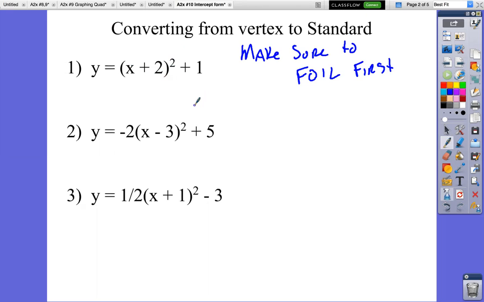By the way, does anybody know the shortcut to doing this out instead of writing x plus 2 times the quantity of x plus 2? Does anybody know the shortcut? Anyone? Yeah, go ahead. I don't know if this is a shortcut, but this is what I normally do.